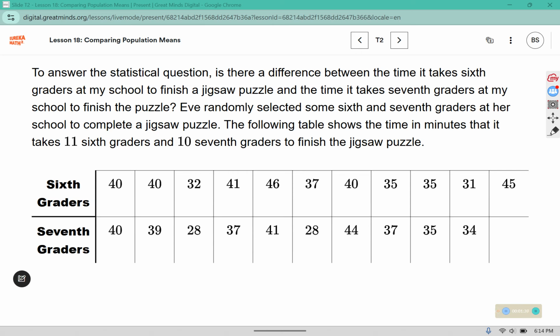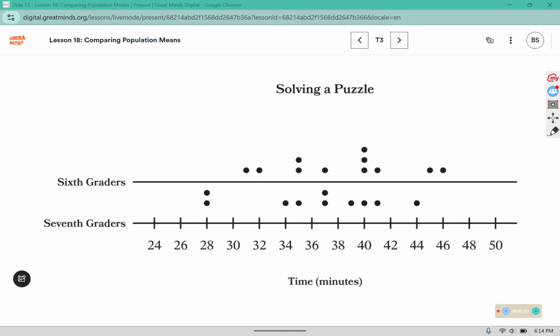Typically, when looking at data, we may want to put it in a display or a distribution. We can use histograms, dot plots, box plots, bar graphs, and so on. Here is a dot plot for both the 6th and 7th graders that she surveyed and the time that it took them to complete the puzzle. When looking at a data distribution, some important things to take note of are the shape, spread, and center.